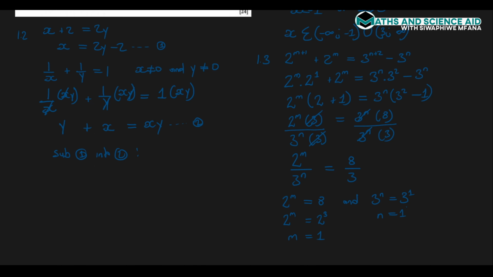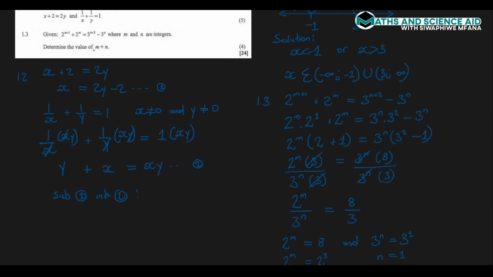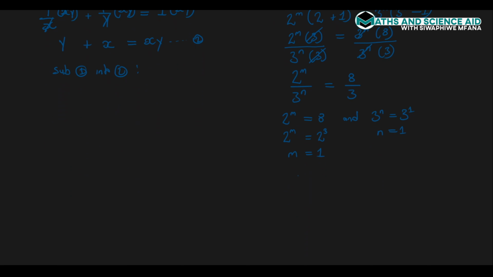And remember that the question was determine the value of m plus n. So to finish this problem, we simply need to add m plus n. So this is going to be equal to, oops, why did I write 1 here? The answer is of course equal to 3. The bases are the same, so m is equal to 3. So this is going to be equal to 3 plus 1, meaning that m plus n is equal to 4, which is the final answer to this problem.